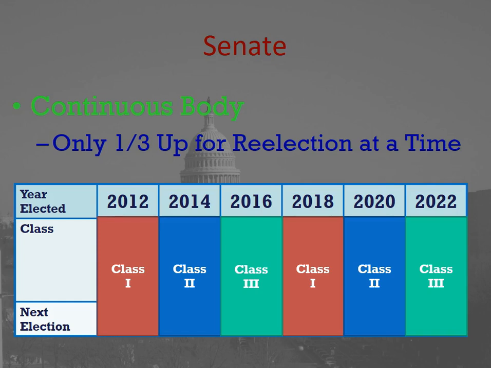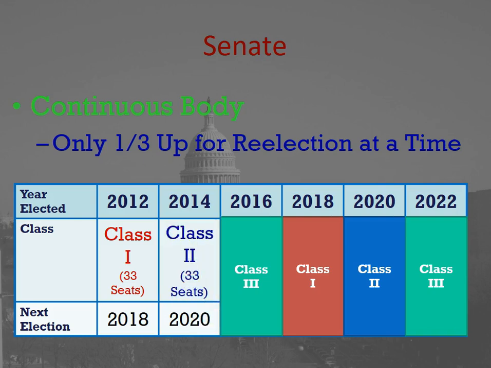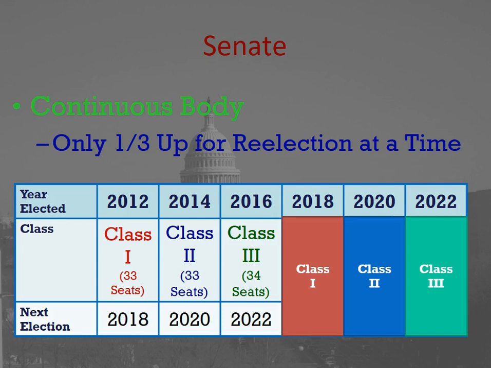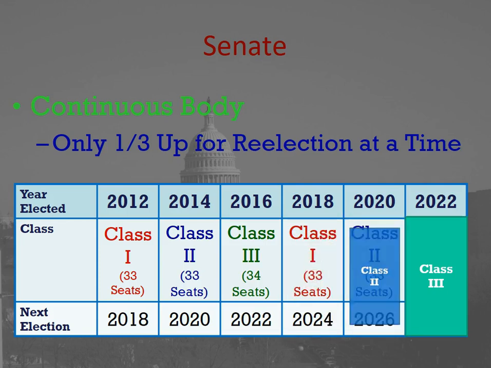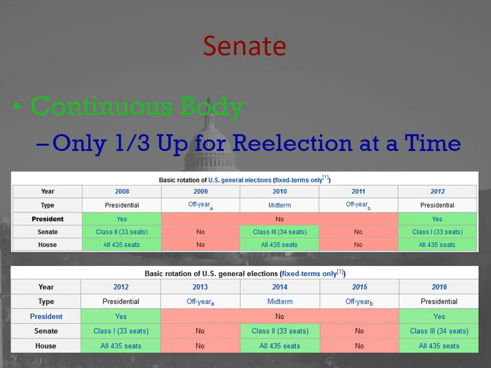If you get elected in 2012, you serve a 6-year term. You are up for re-election in 2018. Elected in 2014, you'd be reelected in 2020. 2016, you'd be reelected in 2022. And the cycle continues. What this means is we will never have 100% of the Senate be new members. It is a continuous body. 2/3 of the Senate will always be the people who are already in office. So a little less turnover in the Senate than in the House.